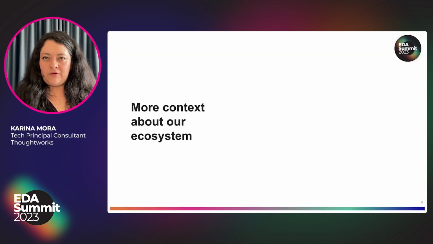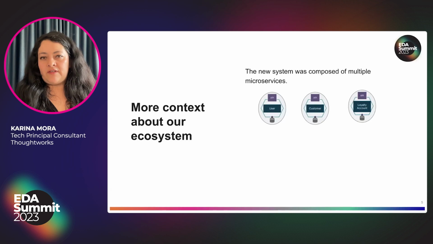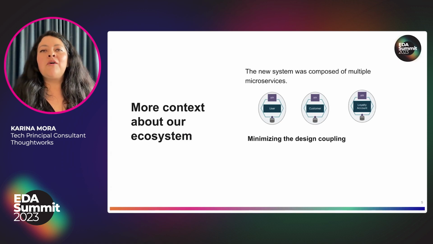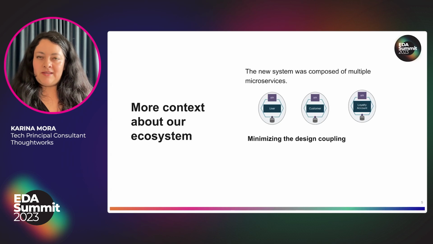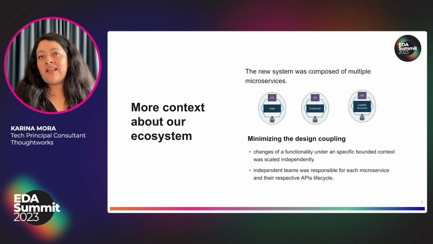More context about the ecosystem, the new system where we will migrate the information. It was composed of multiple microservices. For example, in this case, I have a user resource, a customer resource, and a loyalty account resource, as I'm showing here, and the APIs exposed. This was great, right? Because it allows us to minimize the design coupling in the solution. Changes on each of these bounded contexts evolve independently, and there are also independent teams managing the life cycles of the APIs, which is great.